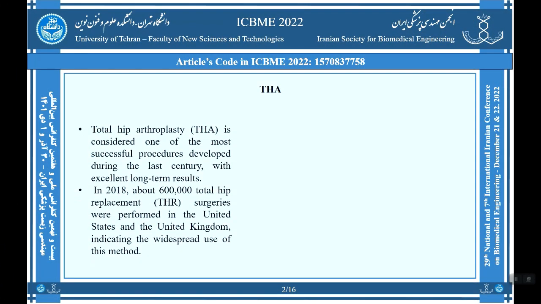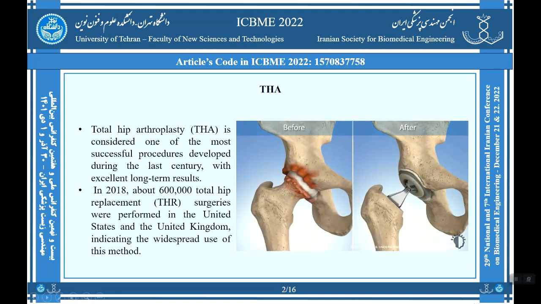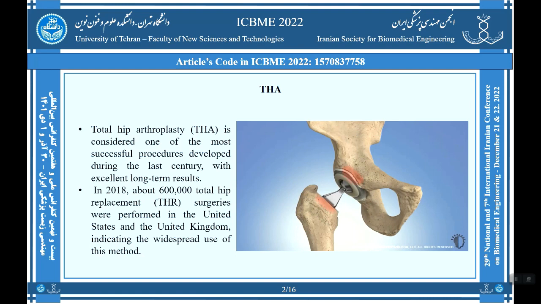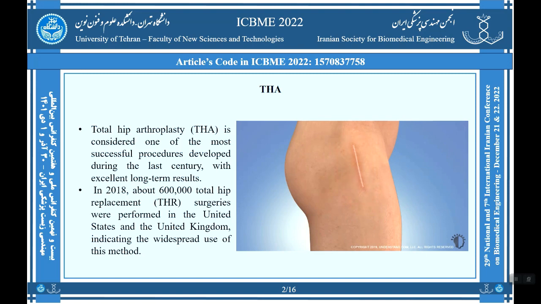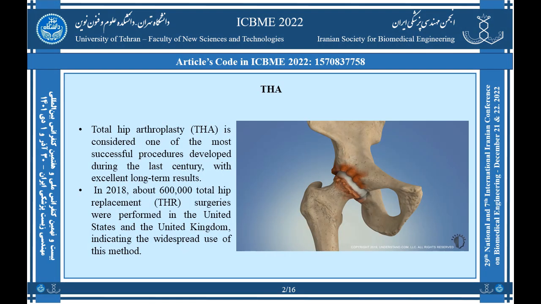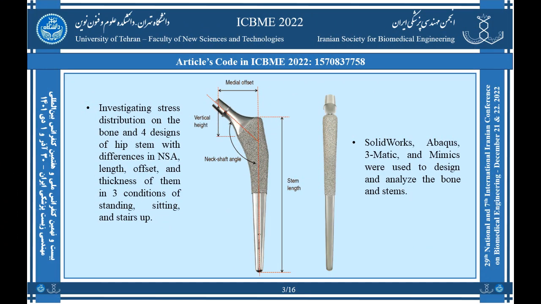Let me start with some general information on total hip arthroplasty, or THA. As you are all aware, the hip joint is one of the largest joints of the body, which plays an important role in bearing the body's weight. When arthritis progresses to its higher levels, arthroplasty is performed to reduce the pain and increase the joint range of motion. THA, or total hip arthroplasty, is considered one of the most successful procedures developed during the last century, with excellent long-term results. As you know, it's performed by implanting hip implants in the medullary canal of the femur bone. Hip implants have differences in terms of geometry and construction.